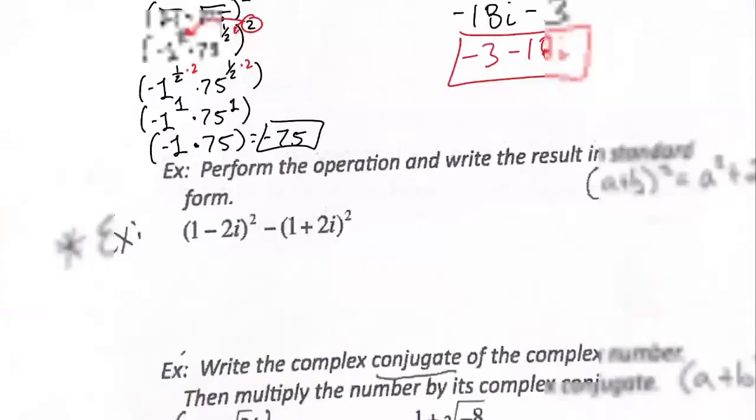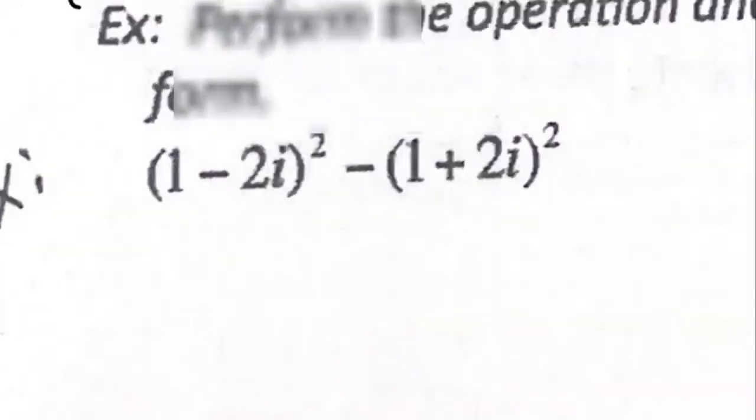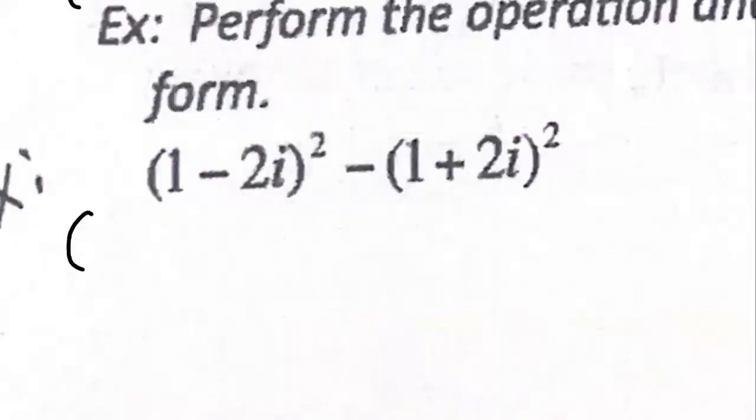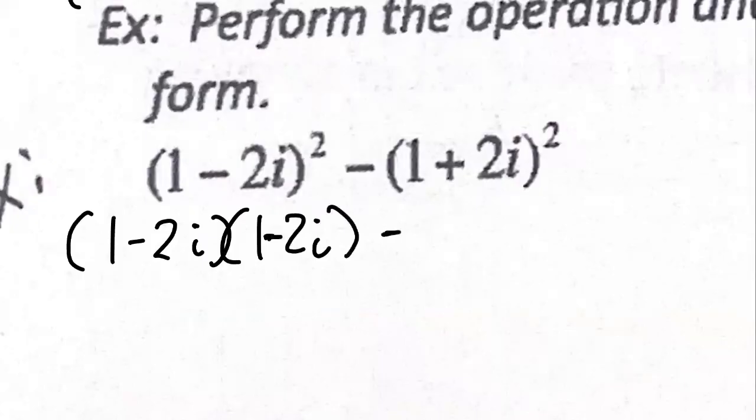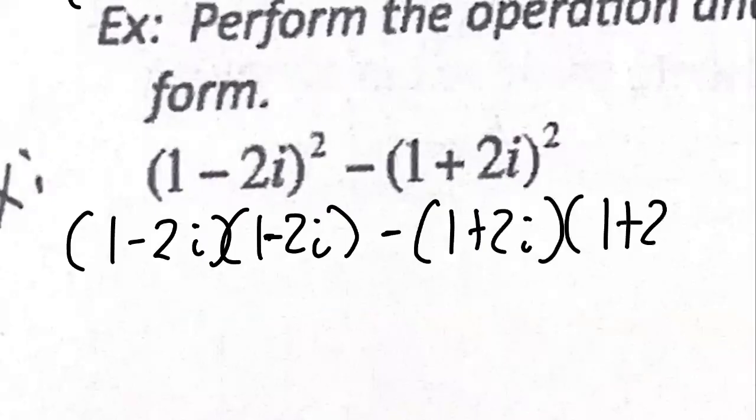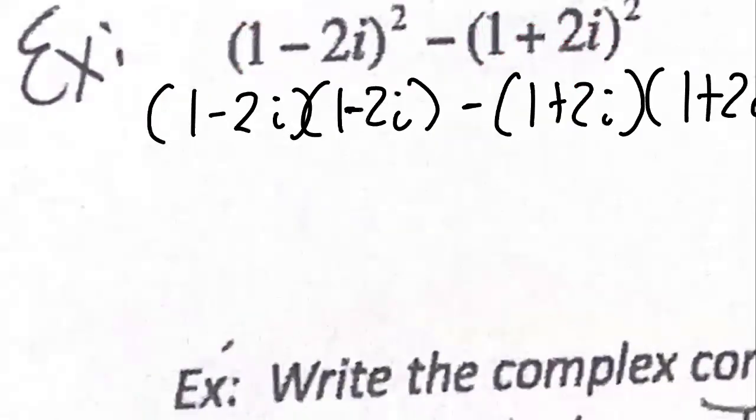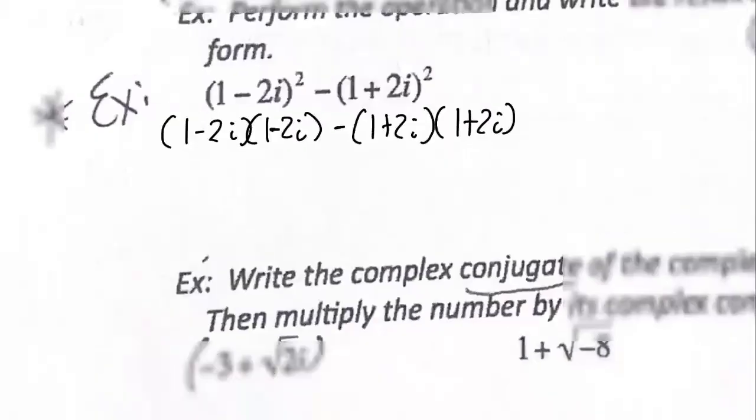Perform the operation, write the result in standard form. So just do the box method or the distributive method. 1 minus 2i times 1 minus 2i, minus 1 plus 2i times 1 plus 2i, because remember, the exponent tells you that there's two of them. So now do the distributive property, or you could do the box method. Since they're both binomials, you could just do distributive.